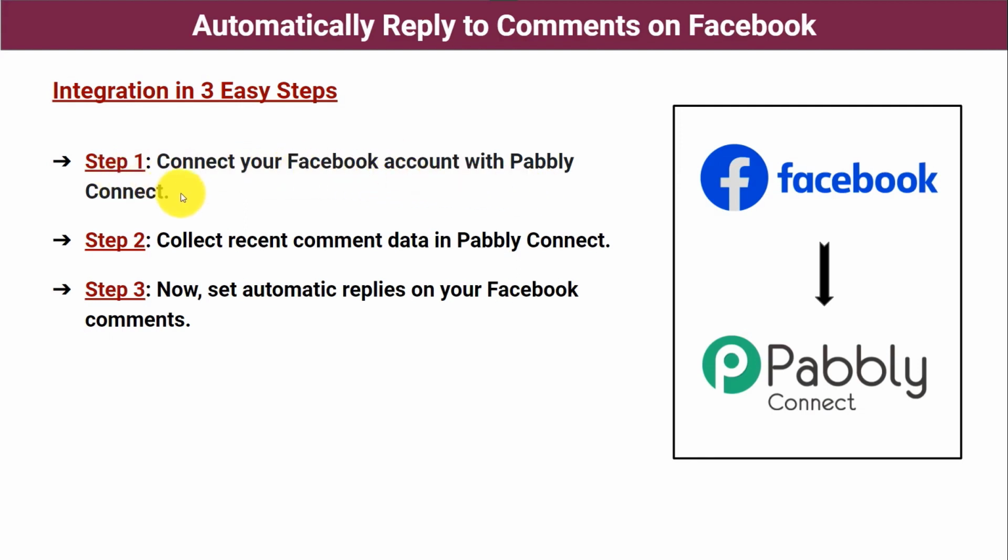So as step 1, we have to create an integration between Pabbly Connect and Facebook account. Step 2, collect recent comment data in Pabbly Connect. So at step 2, Pabbly Connect is going to capture the recent comment data from Facebook. Step 3, now set automatic replies on your Facebook comments. And at step 3, we are going to set the automatic replies on the Facebook comments. So in this way, we are going to create an integration between Facebook and Pabbly Connect, and Pabbly Connect will help us in setting the automatic replies on the Facebook comments. So let us learn the integration process now.